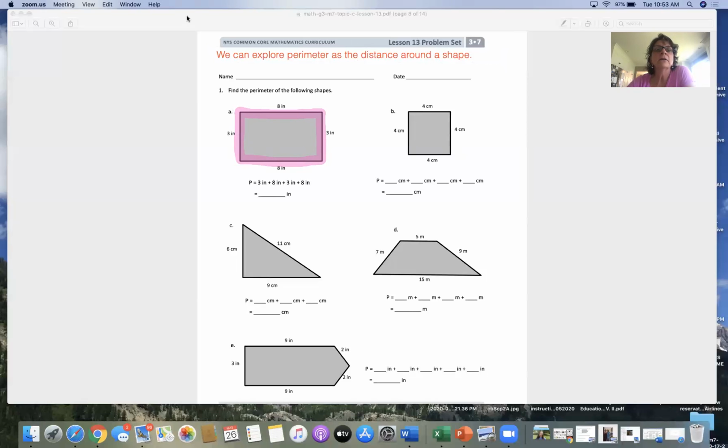If we are looking at the area of the shape, remember the area is the inside. Okay, it's what the shape covers. So this would be the area. Green would be the area, and pink is the perimeter.